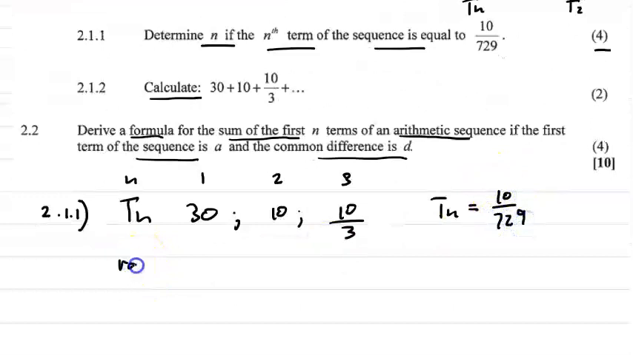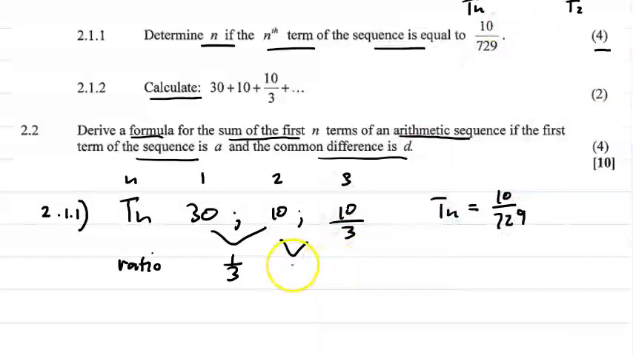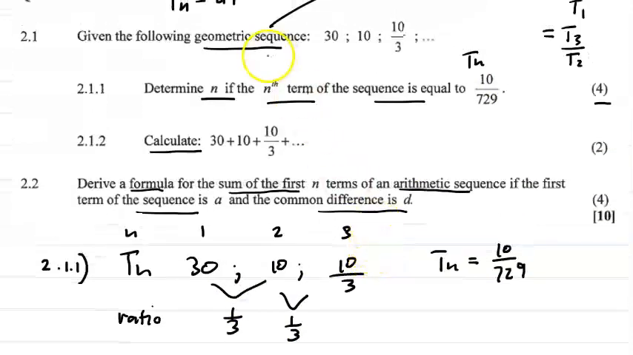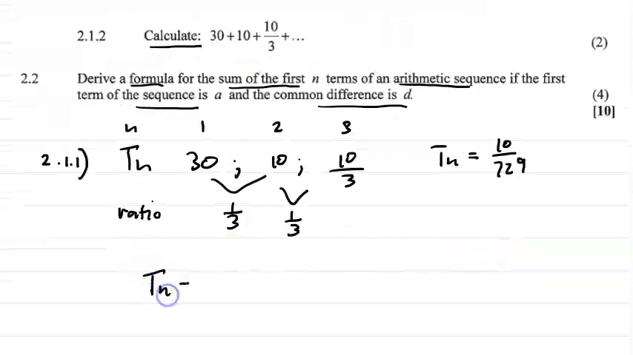So the ratio, we can work that out, or R, will be 10 divided by 30. 10 divided by 30 is 1 over 3 simplified. And if you want to double check, 10 over 3 divided by 10, use your calculator to double check if you want to. 10 over 3 divided by 10, and we should get exactly the same, which is 1 over 3. So we have a constant ratio, and they told us that it's a geometric sequence. Therefore, our next step would be to write down the formula.